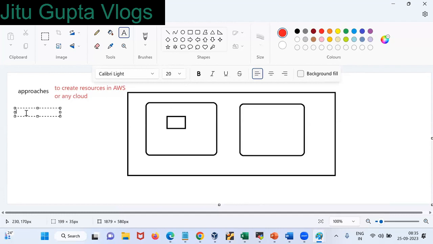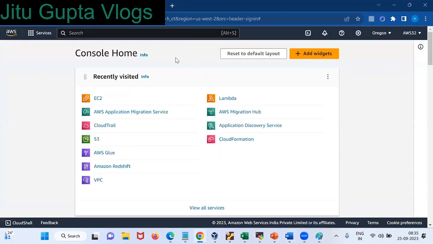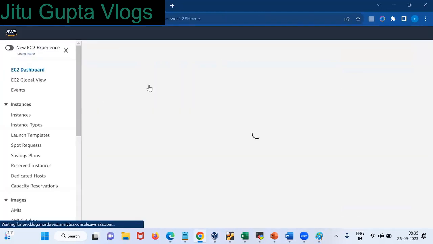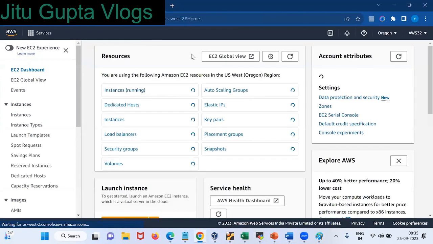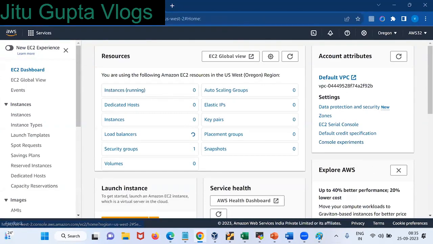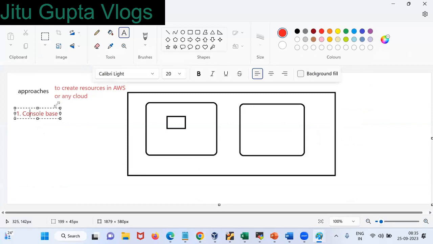I'm going to discuss. The first approach is console based. Console based is nothing but a manual process. What I showed you, right? This is the manual process. If I click EC2, I can create EC2. This is the manual approach. Okay. Next approach, CLI approach.